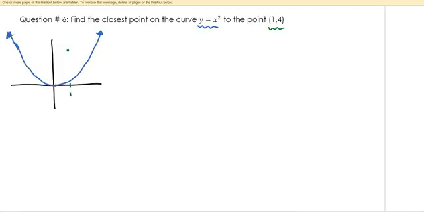Sorry, that just didn't work out so well. Hold on, this is going to be (1, 4). Okay, so what you want to do is find the shortest distance between this point (1, 4) and the curve y equals x squared.